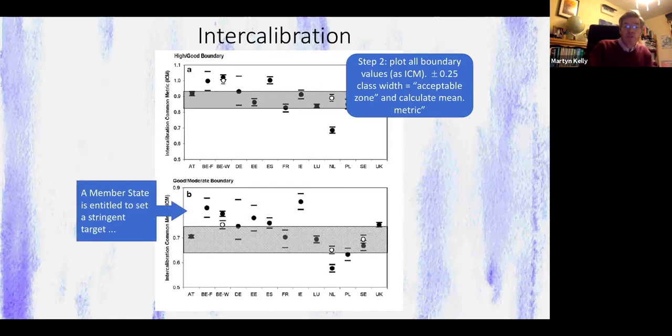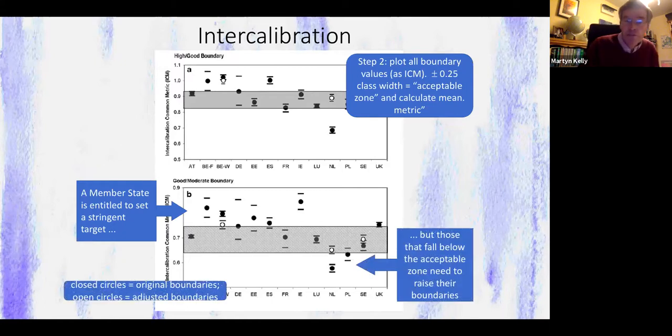Member states, as far as the European Commission is concerned, are entitled to set themselves stringent standards. So we found Austria, and in this particular case, you can see Belgium actually went into the exercise. Northern Belgium, Flanders, and Southern Belgium, Wallonia, went into it separately. Both of these had quite high boundaries initially. Flanders decided it was going to stick with its high boundary, but Wallonia was a little bit alarmed and wound its boundary down a bit to the top of the acceptable zone.